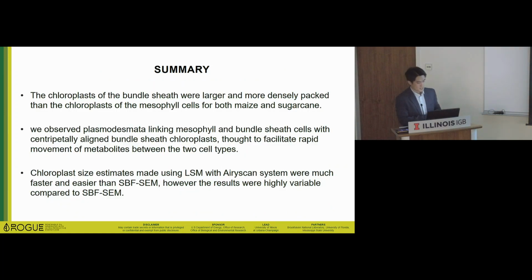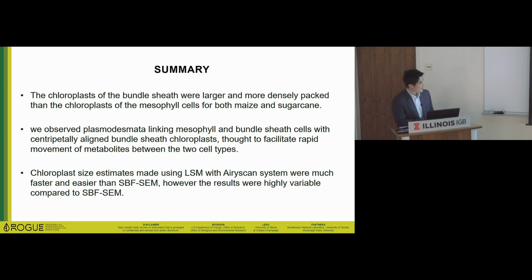And so this is the summary. Using the SBF-SEM, the chloroplasts in bundle sheath cells in C4 plants are larger and more densely packed than the chloroplasts in mesophyll cells, in both sugarcane and maize. And we also observed the plasmodesmata linking the mesophyll and bundle sheath cells, and we're trying to quantify this information in C4 plants.